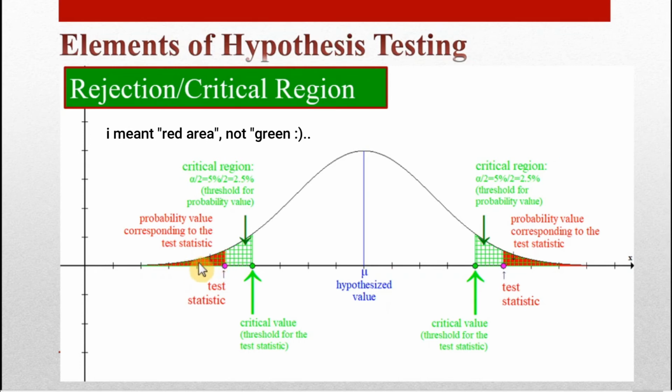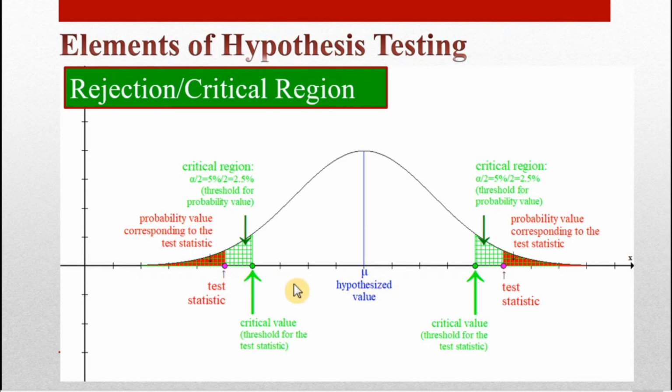And because this area lies within our critical region, this green region here, we still conclude that the test statistic is significantly different from the hypothesized value. It is the same here. The area, the red area here, is within the green area, the critical region. So we conclude that this test statistic is different from the hypothesized value.